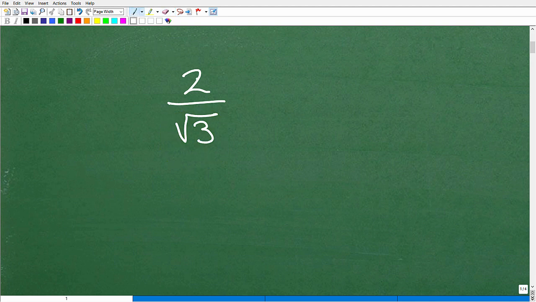So how do we fix this up? Well, this can be your answer. You can definitely come up with it by doing some kind of formula or equation. The problem is we just don't want to leave it like this. We need to rationalize the denominator. This little radical is a square root, but it's also what we call a radical. What we're going to do is multiply this whole thing by 1.